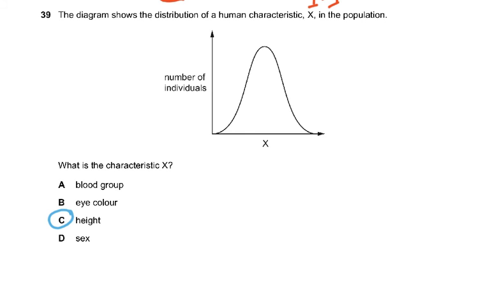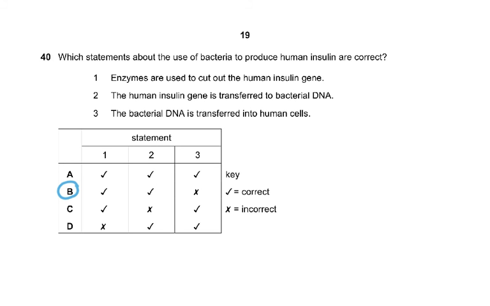Coming to the last question, which is question number 40. Which statements about the use of bacteria to produce human insulin are correct? Enzymes are used to cut out the human insulin gene. The human insulin gene is transferred to bacterial DNA. The bacterial DNA is transferred into human cells. That doesn't make sense. Please always underline correct or not correct. And you know the answer to that was B. Why? Because 1 is correct and 2 is correct and 3 is not correct. So that finishes this, but we go back to the question on genetics to do that once again.